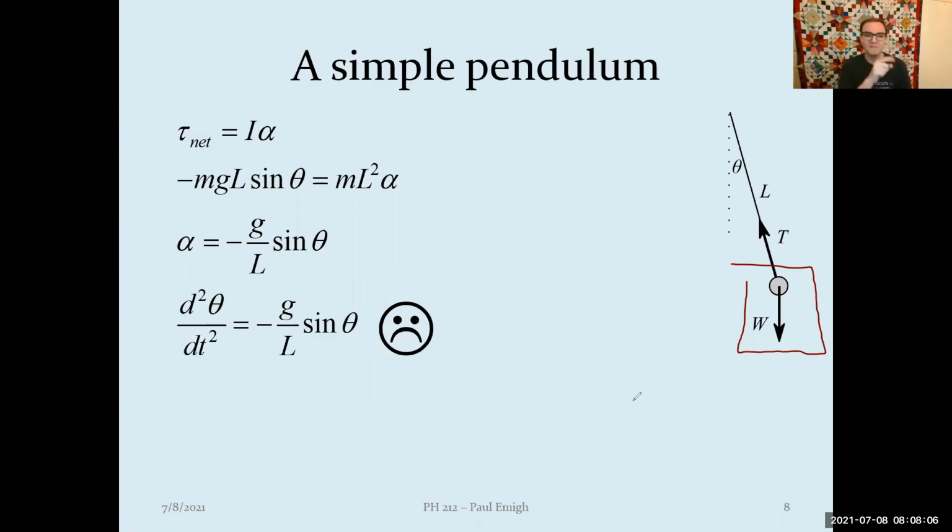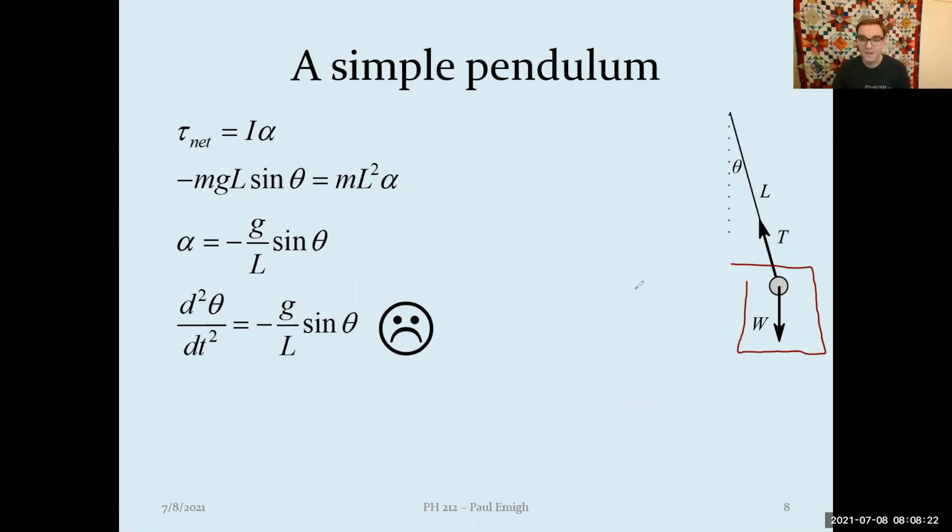And I have this really, really nice equation. d squared theta dt squared is equal to minus g over L. And then I get to this last part and I see that there is a sine of theta there. And I have an unhappy face because what I would really like to be there is theta, not sine of theta.